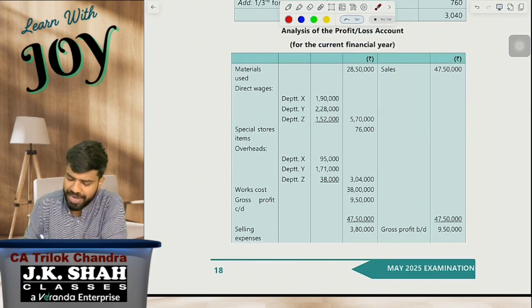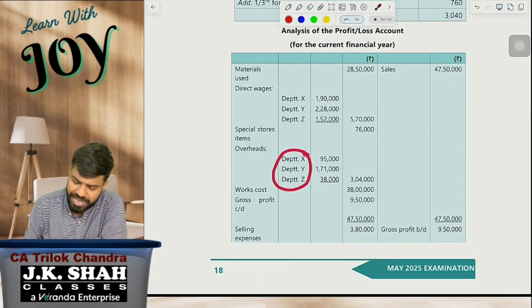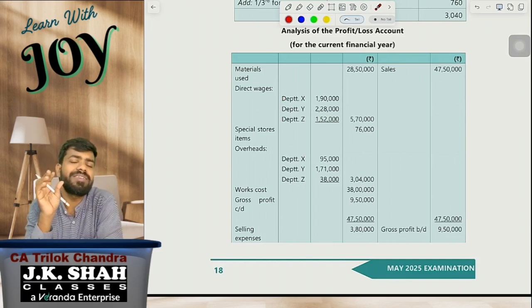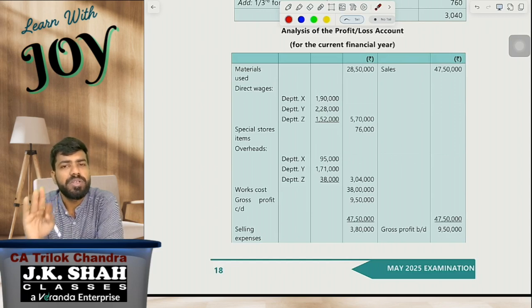Here, if you look at the P&L account, they have given department-wise XYZ overheads and department-wise labor cost. We can take the direct wages as the base. There are 6 different types of base quantities according to our syllabus. What are they? Either you can use labor hours, machine hours, production units, material cost, labor cost, and then prime cost.